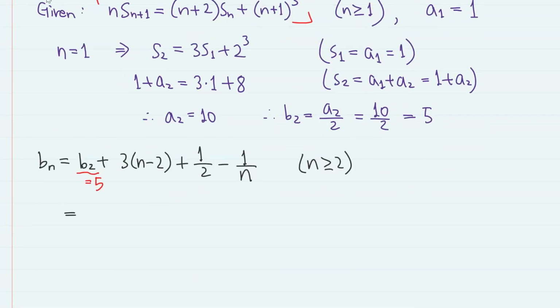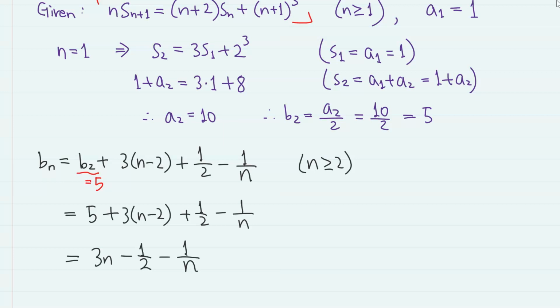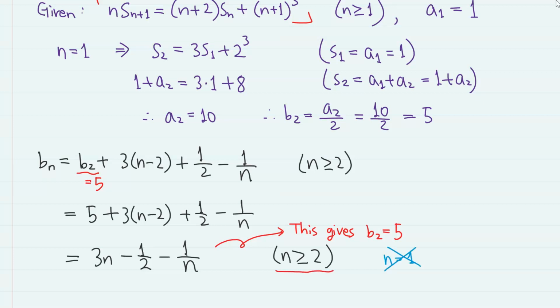So we have bn equals 5 plus 3(n-2) plus 1/2 minus 1 over n, which gives 3n minus 1/2 minus 1 over n. Notice that this expression works for n greater than or equal to 2, but not for n equals 1, because b1 is not defined in the first place.